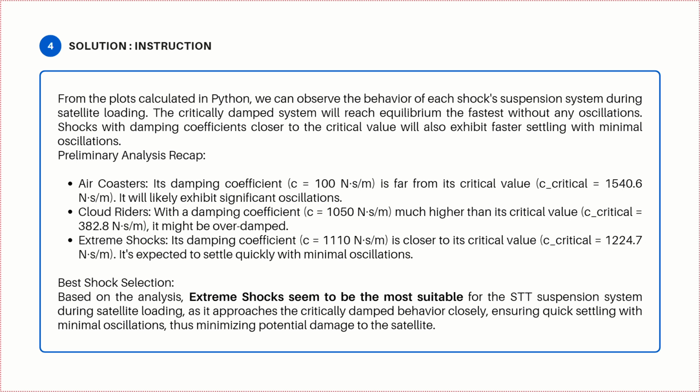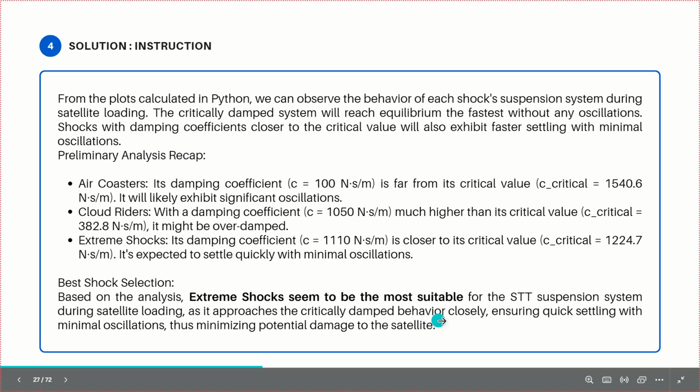From all three analyses, we can now decide which shock is best. Based on the analysis, the Extreme Shocks seem to be the most suitable for the STT suspension system during satellite loading, as they approach the critically damped behavior closely, so they will ensure quick settling with minimal oscillations, thus minimizing potential damage to the satellite.